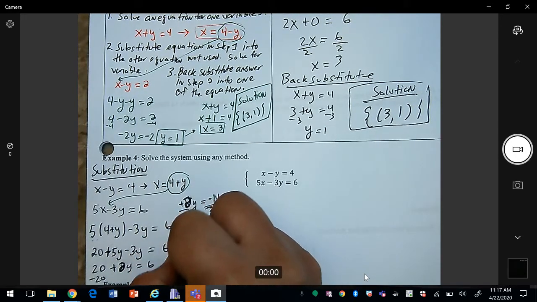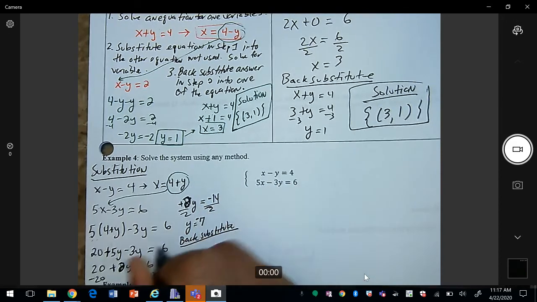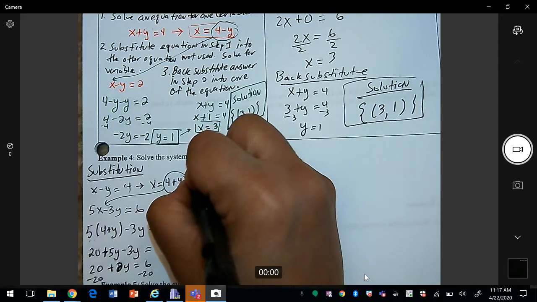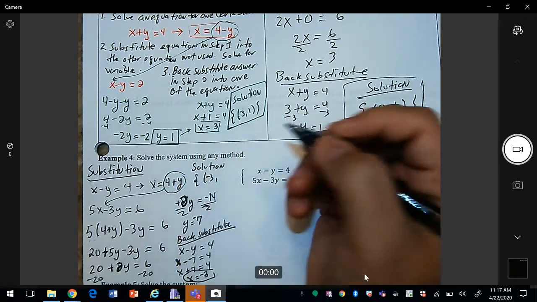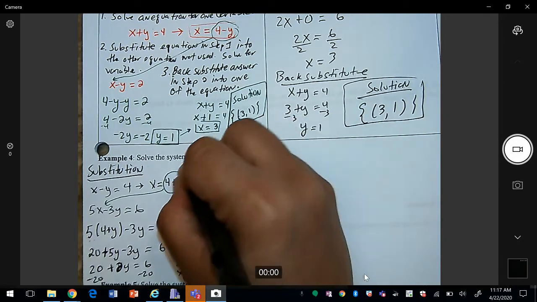So now we back substitute. And so I can pick the first equation. We don't know what the value of x is. Y is negative 7. So x is going to be equal to negative 3. So my solution is x is negative 3 and y is negative 7.